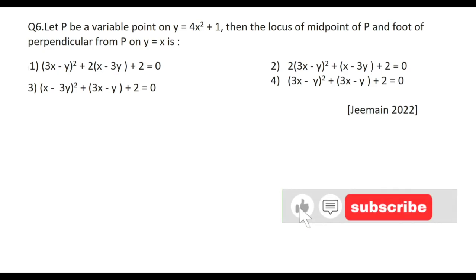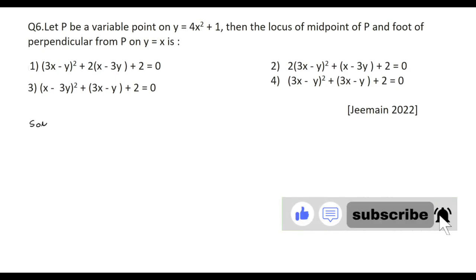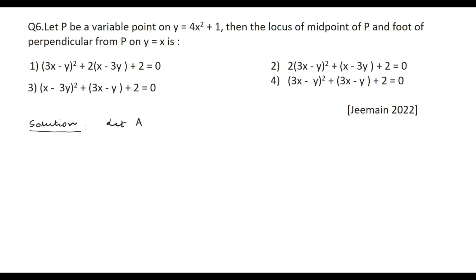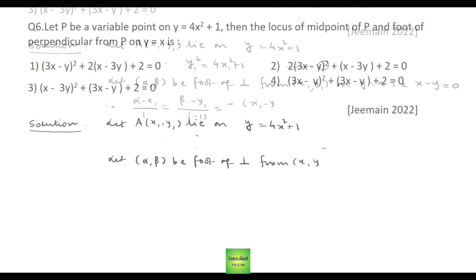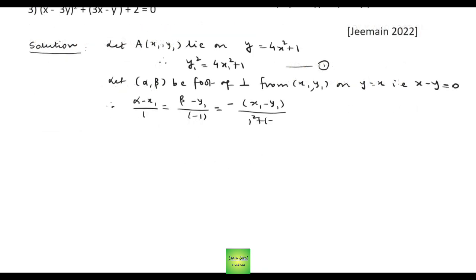Okay. Next we go to the sixth question, which says P is a variable point on y equals 4x squared plus 1. Then find the locus of the midpoint of P and the foot of the perpendicular from P on y equals x. Okay. So let (x1, y1) be the point on y equals 4x squared plus 1. And let (alpha, beta) be the foot of the perpendicular from this point on the line y equals x. Now we'll find the values of alpha and beta using the relation here and here, as used in an earlier question also.